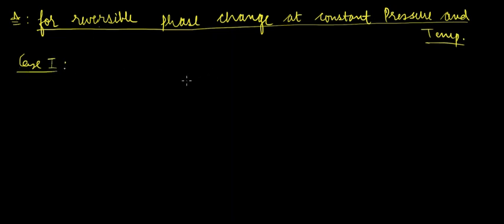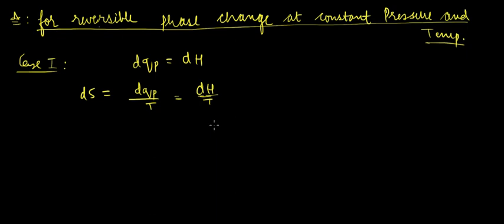let's see a case in which dqp equals dh. We already know then ds can be written as dqp upon T. So this can also be written as dh upon T. Or simply delta S can be written as delta H upon T. So we have this reaction for phase change, Xs converting into Xl.